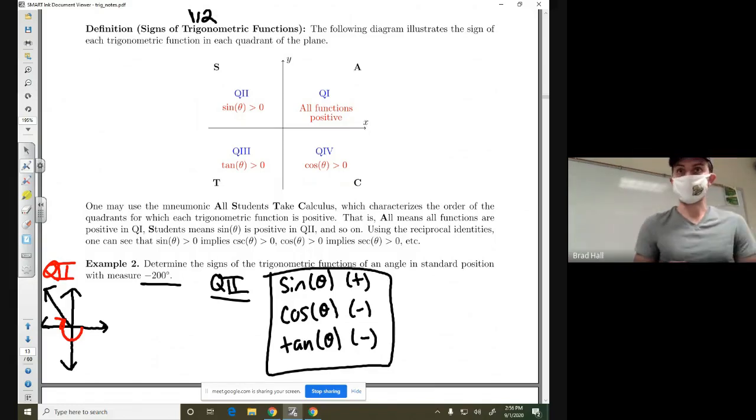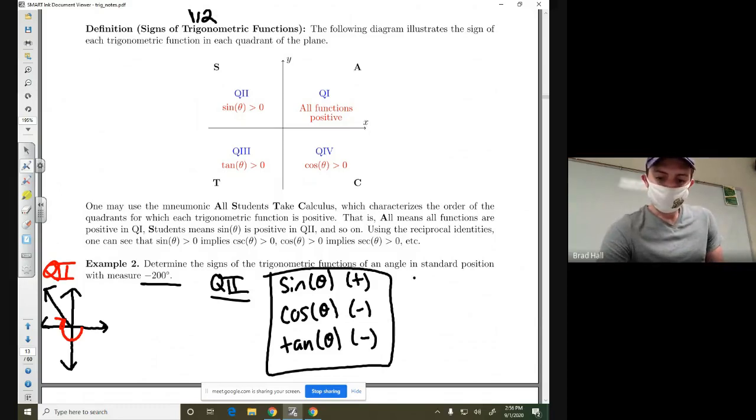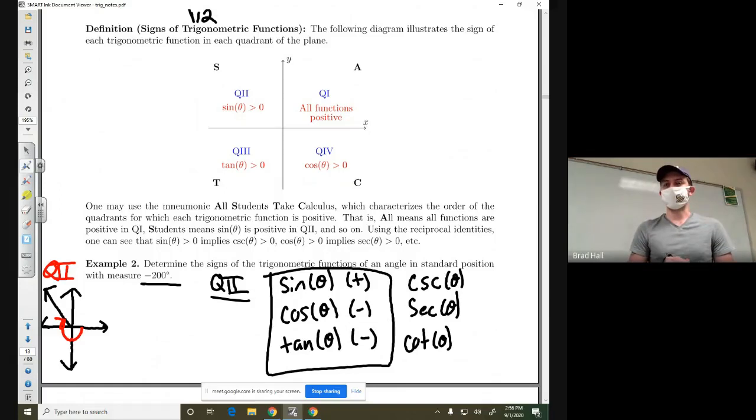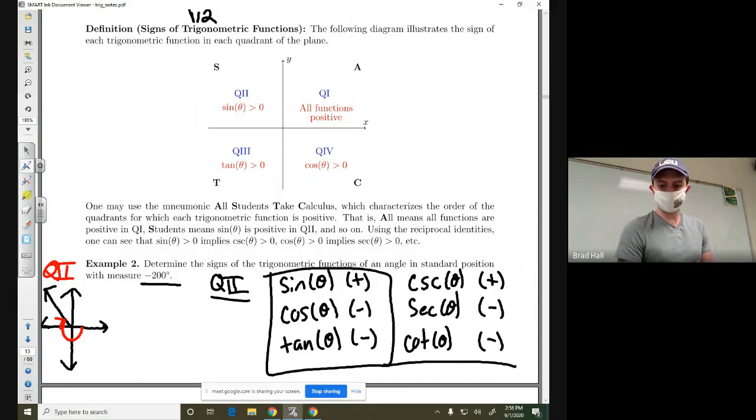But what about the other three? What about cosecant, secant, and cotangent? Well, the idea of reciprocal association implies that the signs will just carry over to their reciprocal counterpart. If sine is positive, then its reciprocal cosecant will be positive. If cosine's negative, then secant will be negative. And cotangent, same with tangent.